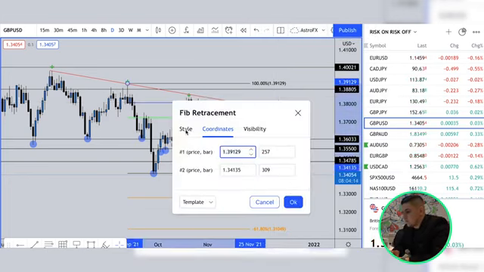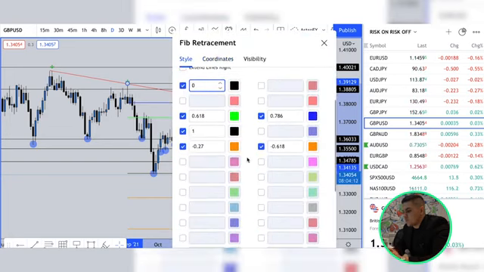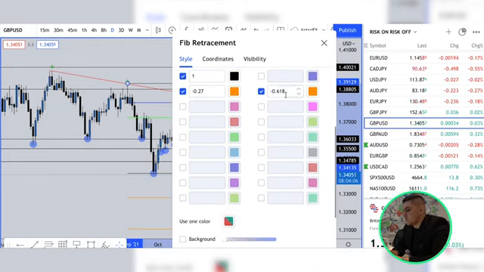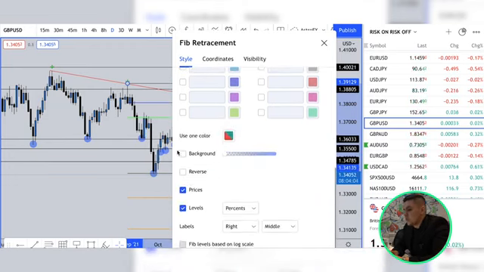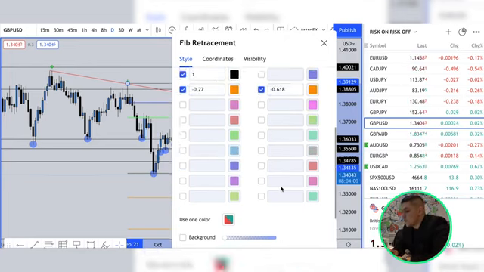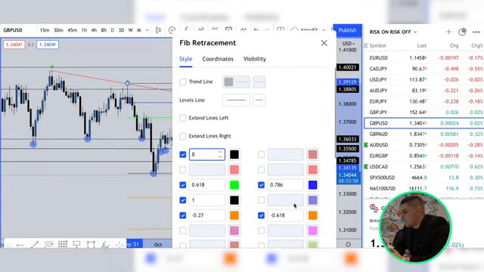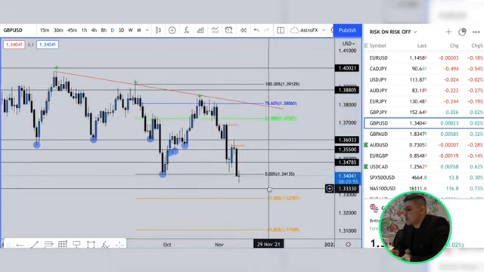Go to the settings. Most importantly for myself, what I like to use is the 61.8 and the 78.6, as well as target 1, target 2, background taken away, levels, percentages, labels to the right and the middle. Obviously, remove the trend line if you want, but that is what I use.